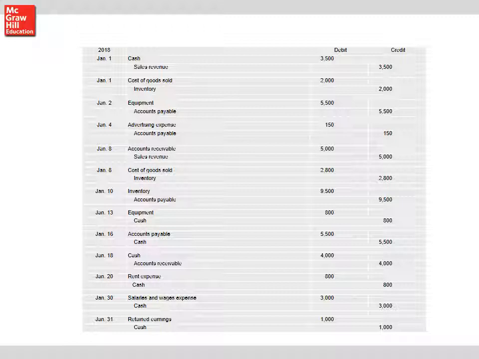So they're going to debit accounts payable, decrease the liability. They're paying on it now, and then decrease cash for $5,500 on the credit side.